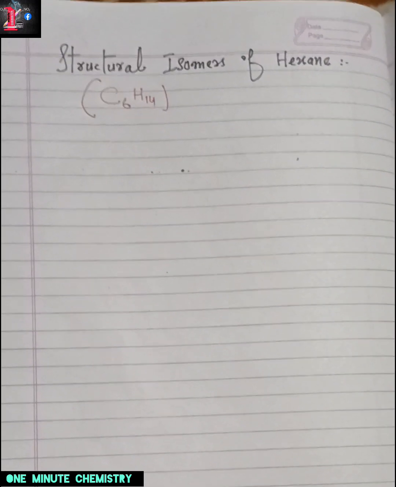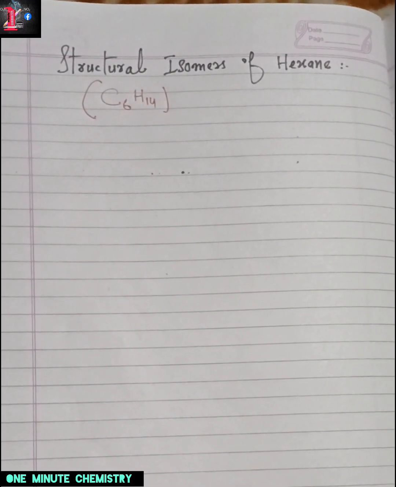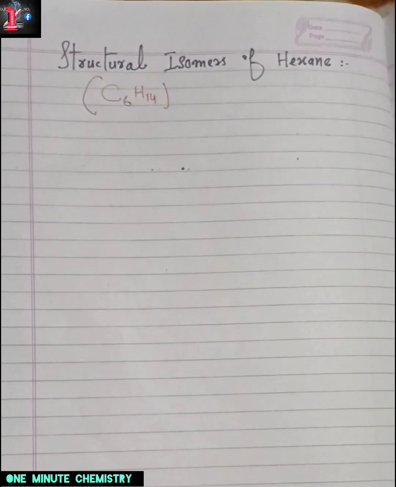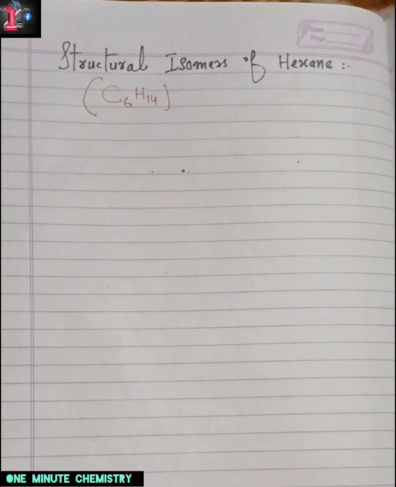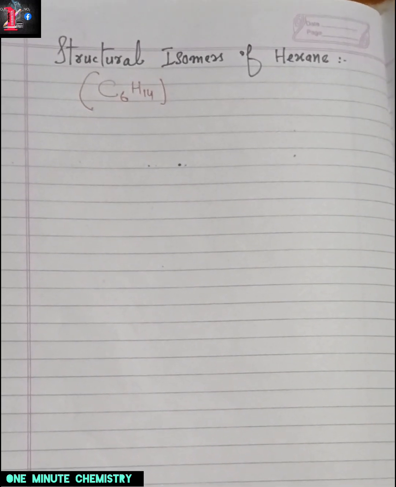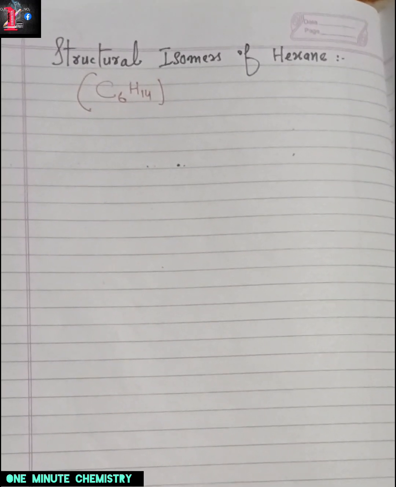Today we are going to discuss structural isomers of hexane. And this is also the most important question as far as your examination is concerned. Hexane is the compound which contains 6 carbon atoms and 14 hydrogen atoms. So the formula becomes C6H14. Now we are going to draw the structural isomers of this hexane.